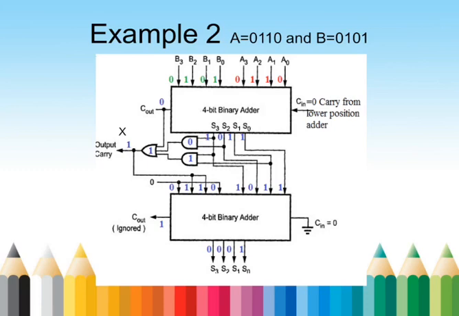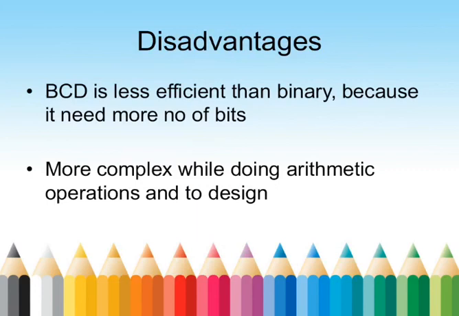This is all about the BCD adder. But BCD has several disadvantages. BCD is much less efficient than binary because it needs more bits to represent values. And this BCD adder is more complex to design while doing arithmetic operations.